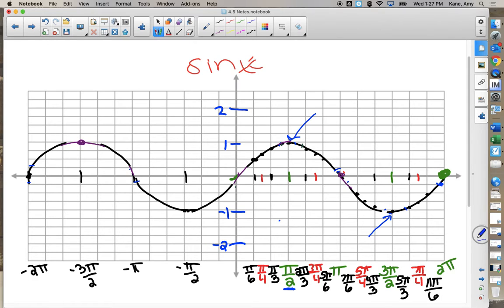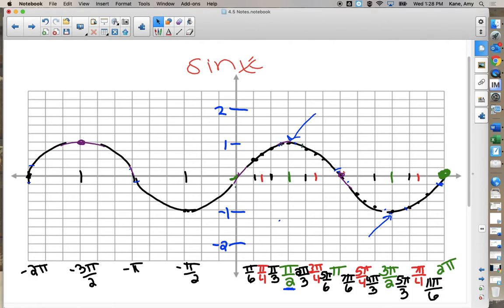So where is the max located? How can I write that max as an ordered pair? So Connor, what would be the ordered pair for the maximum point? Yeah, at pi over 2, the maximum value of sine is 1. Because pi over 2 is 90 degrees on the unit circle. And that's when the sine value has its highest value at 90 degrees. So the angle of pi over 2, 1, is our max.